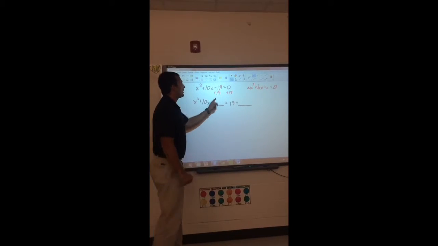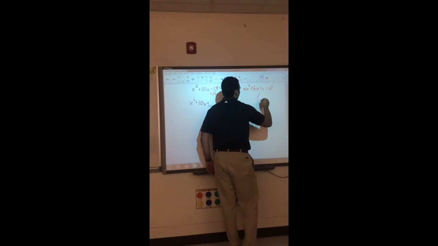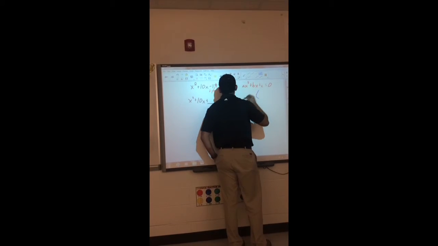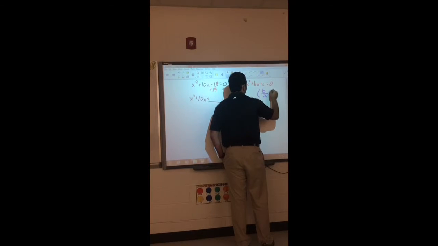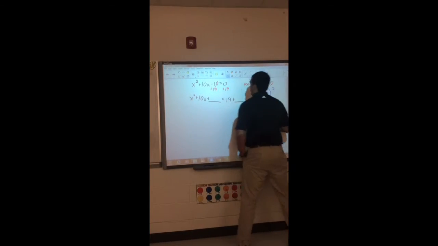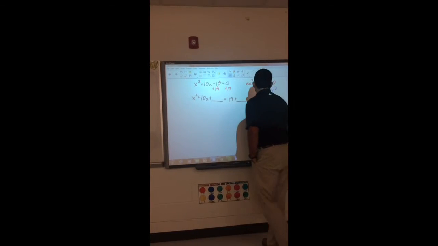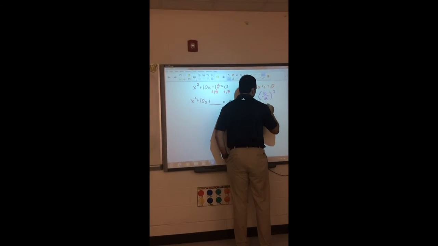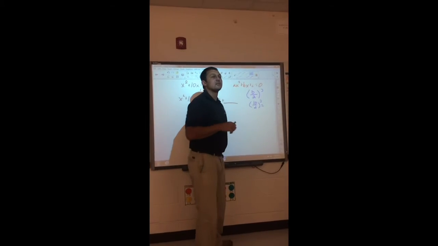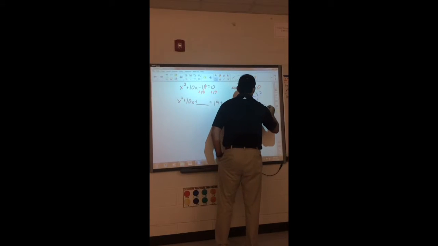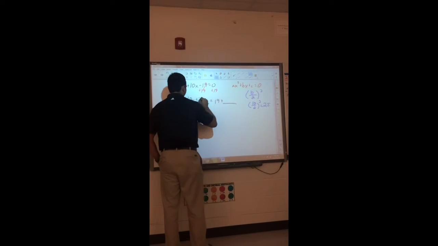Now, how do I figure out what goes in this blank? What's the formula for the blank? B over 2 squared. Okay. Now, what's our B? 10. So I say 10 divided by 2 squared. 10 divided by 2 is what? 5 squared is? 25. So guess what goes in that blank? 25.